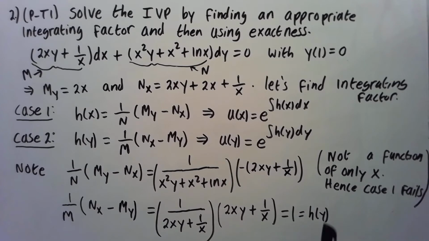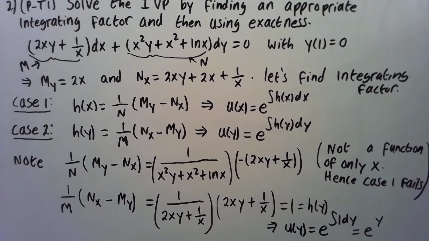Now we can find our integrating factor. It's going to be e to the integral of 1. So our integrating factor would be e to the integral of h(y), which is 1, so the integral of 1 is y. It's going to be e^y. That's our integrating factor. Okay, so I'm out of space, so let me erase a few things and we'll keep going.